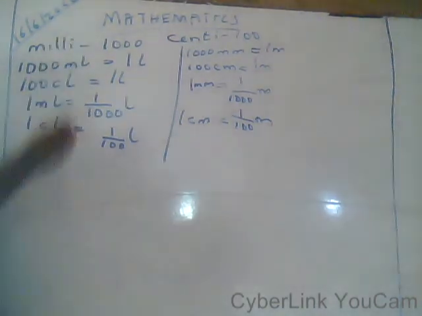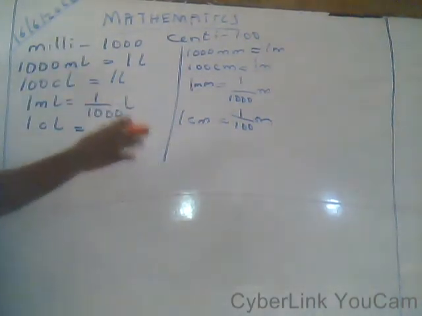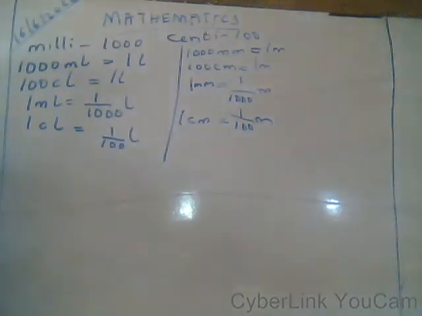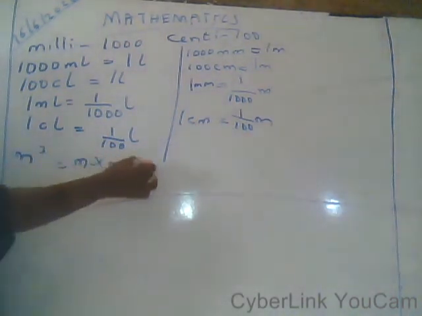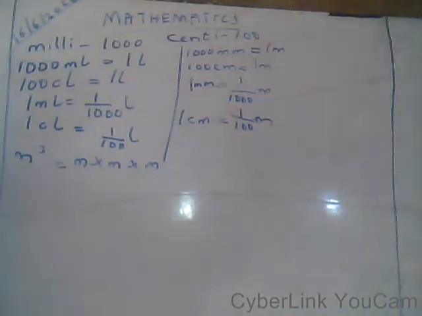This one represents our capacity, right? Now, remember our volume is meter cube. And how do we get this meter cube? It is meter times meter times meter. You multiply meter 3 times. That's how we get our meter cube.